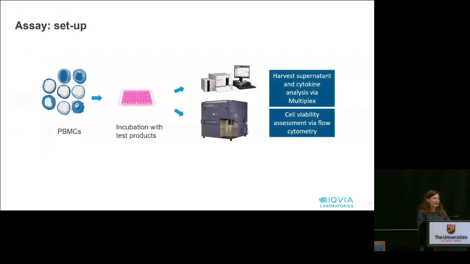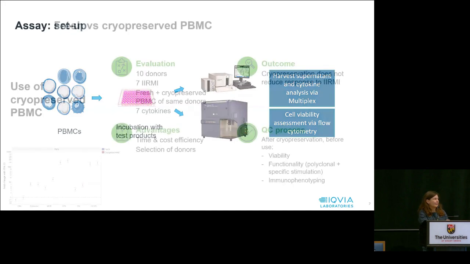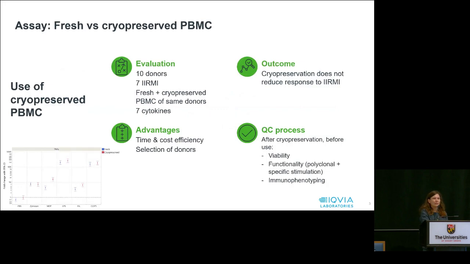So we start from isolated PBMCs that are incubated with test product. After the incubation period, we harvest the supernatant to quantify the cytokine concentrations via multiplex, and then we also harvest the cells to be able to look at viability by flow cytometry. We have qualified the assay with fresh PBMC, but because of the high practical advantages of using cryopreserved PBMCs, we also did a comparison of fresh versus cryopreserved PBMCs.